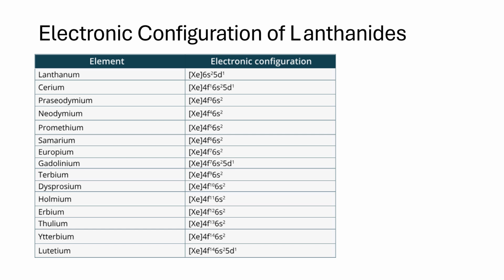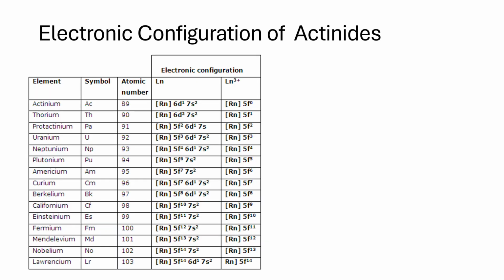So for example, here you can see that ytterbium and lutetium both have 14 f electrons, whereas in this table here, europium and gadolinium both have 7 f electrons, right? So the difference really is if the d shell is also occupied. In a similar way, the actinides follow the same convention as well.